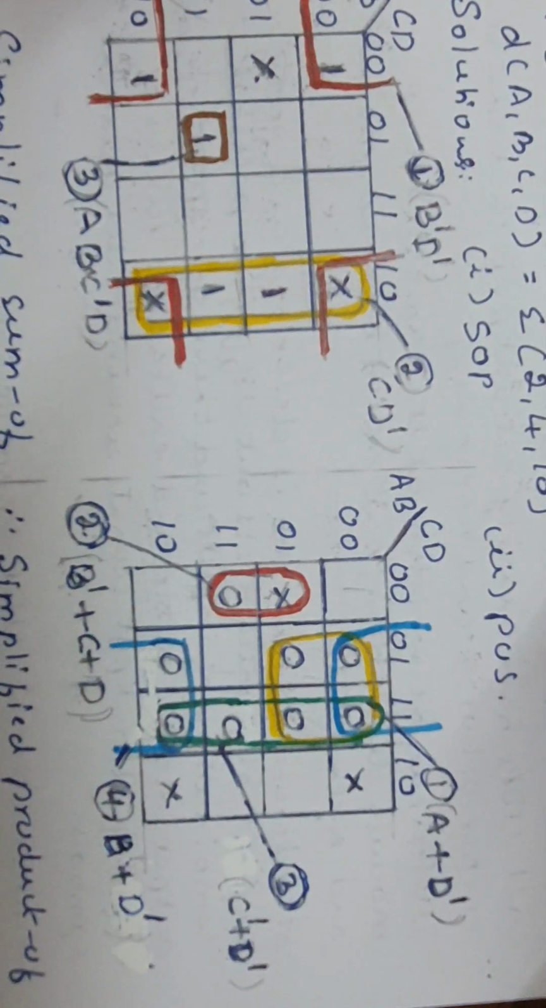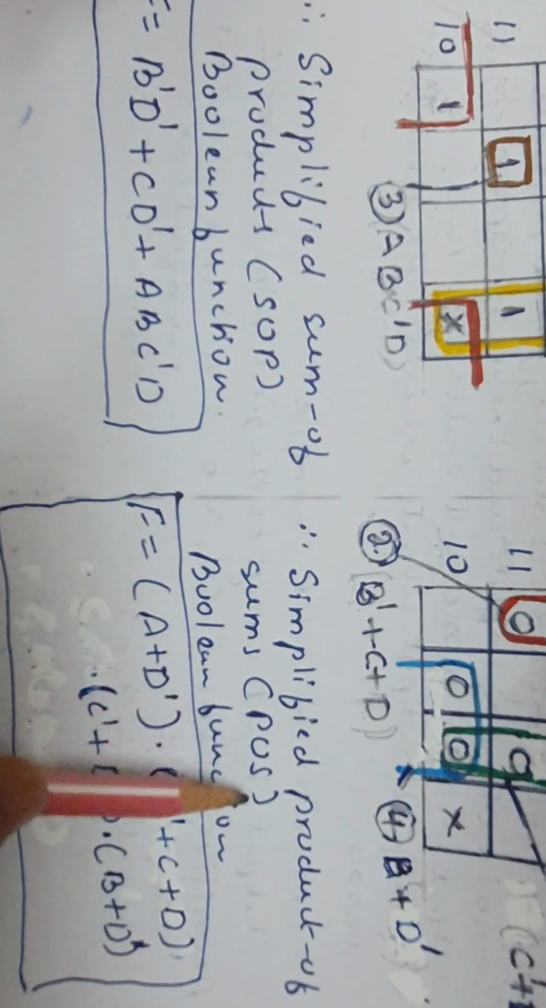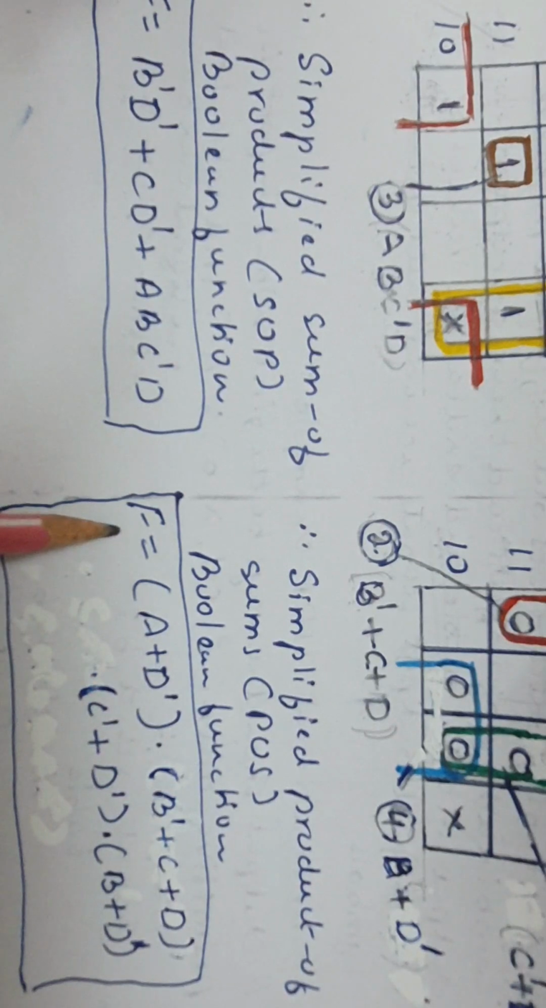These form the final expression. Hence the simplified product of sums, POS, form of the Boolean function is f of ABCD is equal to A plus D dash, and B dash plus C plus D, and C dash plus D dash, and B plus D dash. These are all sums. This AND function indicates product. So the simplified expression is in product of sums form.